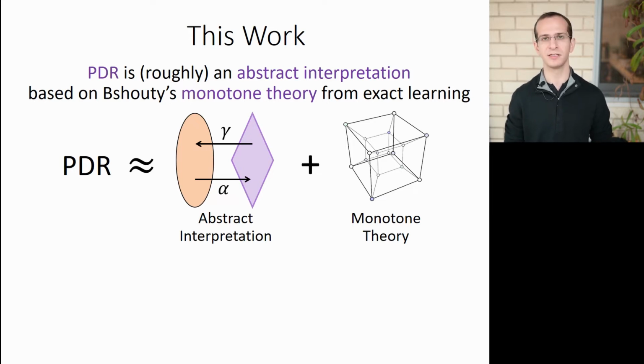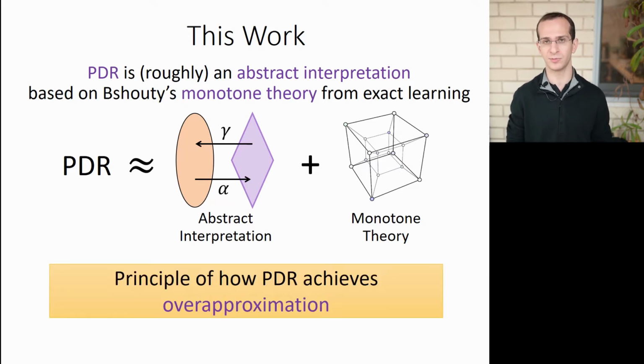We were surprised by this because if you look at PDR, it mostly doesn't look like abstract interpretation, and it's significant because it partially answers a very important question about PDR, which is how it is able to overapproximate rather than stick to the set of states that are exactly reachable, a key concern for every invariant inference algorithm.